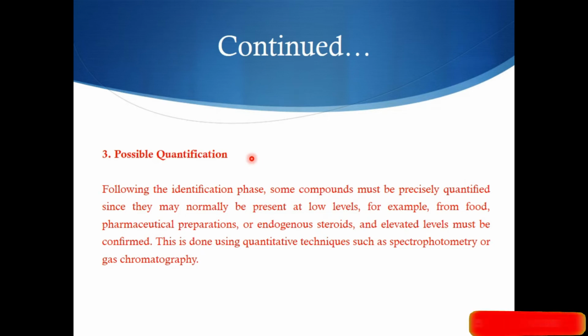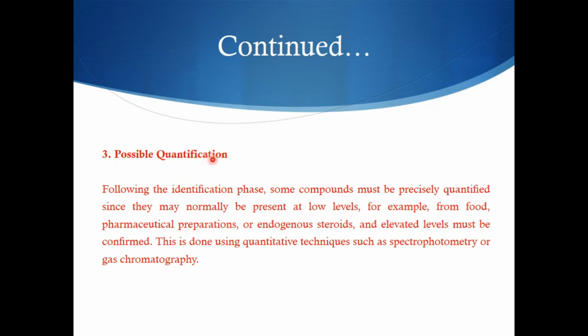So we can be sure about the presence of the prohibited compound in the sample. The next step is the quantification, as in some cases a substance is prohibited only above a high level, that is, it is permitted in low quantities but prohibited in high quantities.